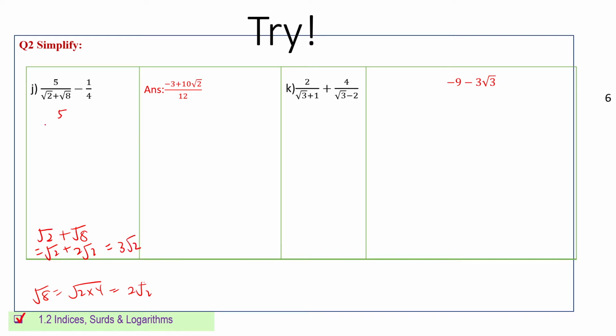So this one I have 5, 3 root 2 minus 1 over 4. By any means I cannot escape. I need to multiply by the conjugate, which is 5. I multiply by 2 as my conjugate.